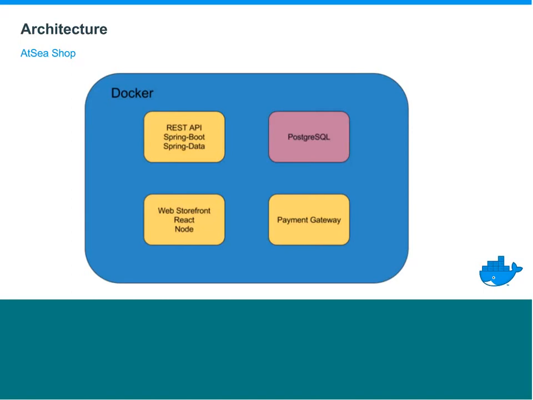So the other part is we have a payment gateway, which is basically just a shell script that we use to check secrets and use secrets to check authentication of payments. Basically, it's just a demo thing to just show how secrets are used.